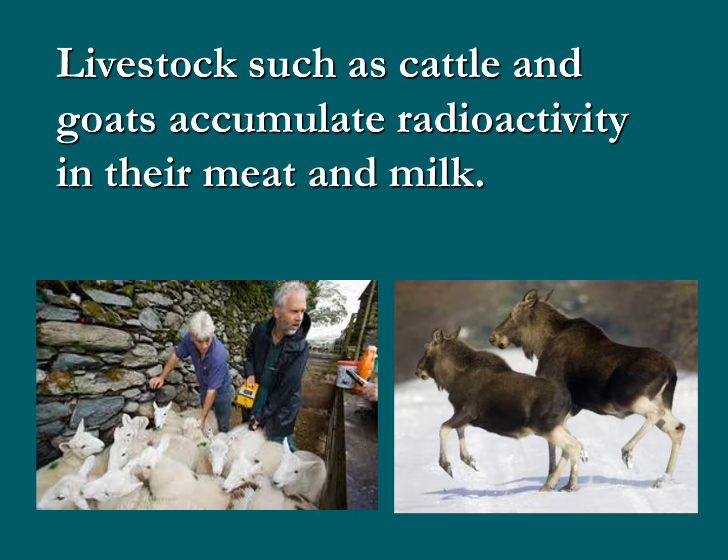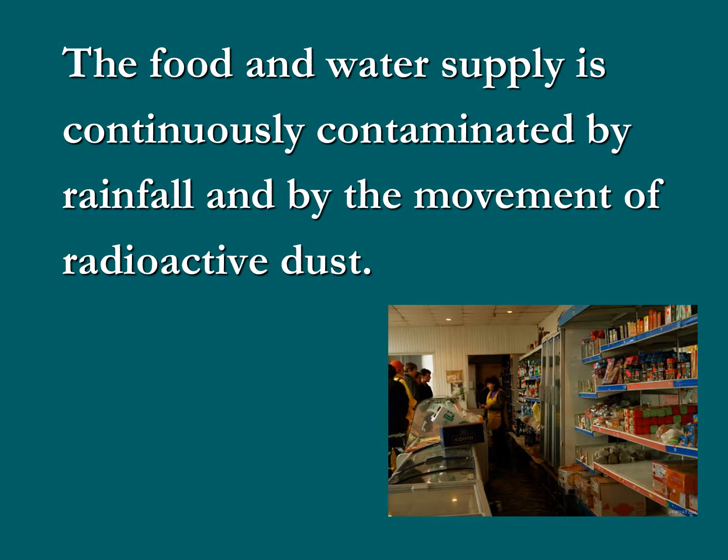Livestock such as cattle and goats accumulate radioactivity in their meat and milk. So their milk and meat are still contaminated, and people are still consuming these contaminated materials. The food and water supply is continuously contaminated by rainfall and the movement of radioactive dust.